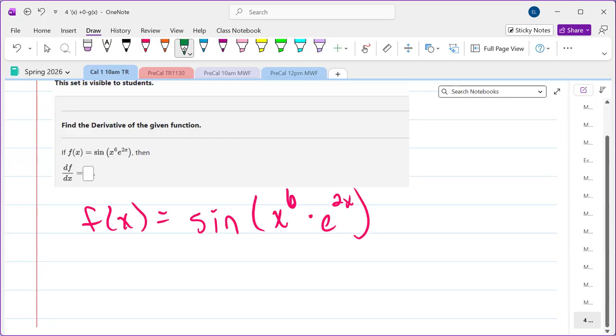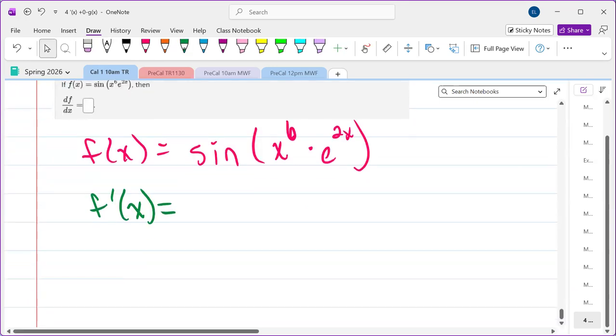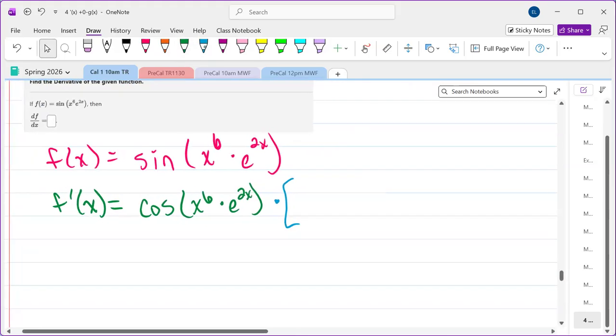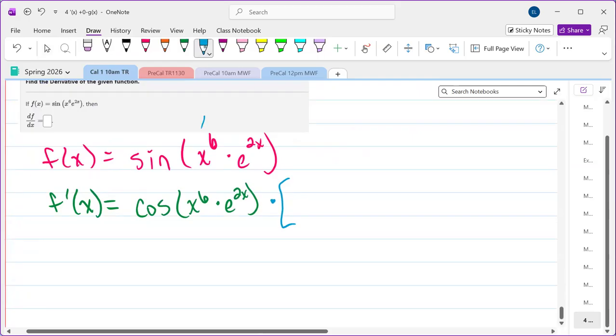All right, so when we go to start doing our derivative, we do the derivative of the outside function, which is sine. So derivative of sine is cosine, so I'm going to have cosine of, keep the inside the same, times, now we're going to do the derivative of the inside. Now our inside is a product rule. So we got an A and a B.